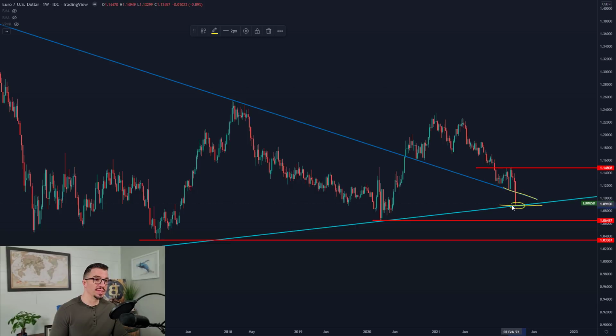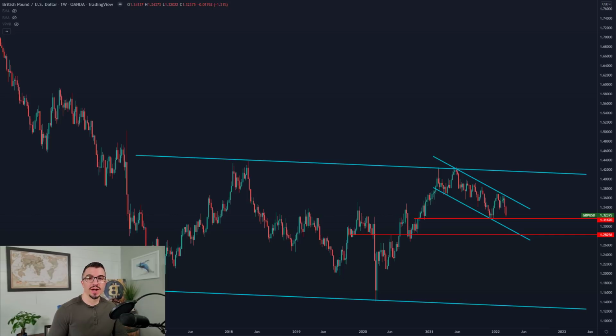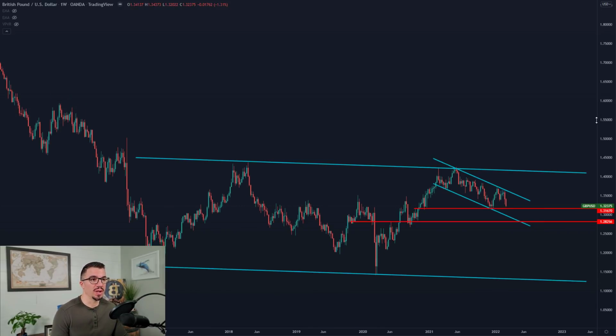Alternatively, a close below this area right around 109 would be bearish and could potentially expose that area right around 105. All right, so next up we have the pound against the US dollar. And I also mentioned this one last week as well.